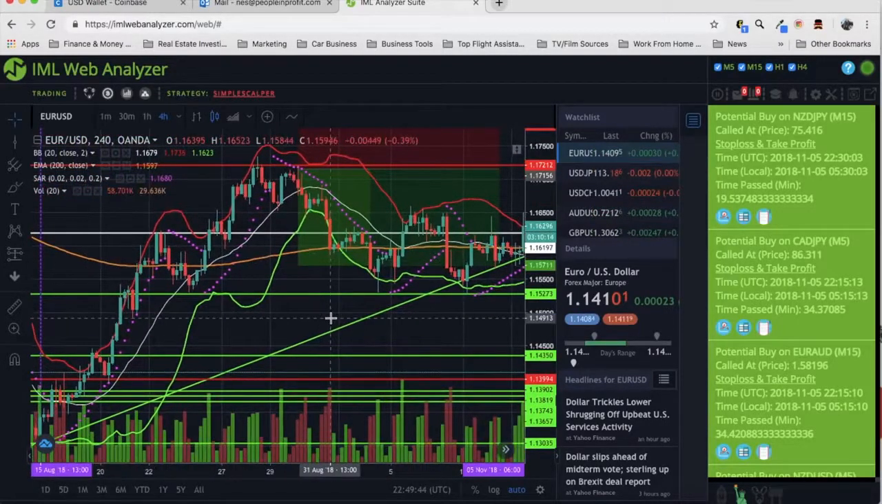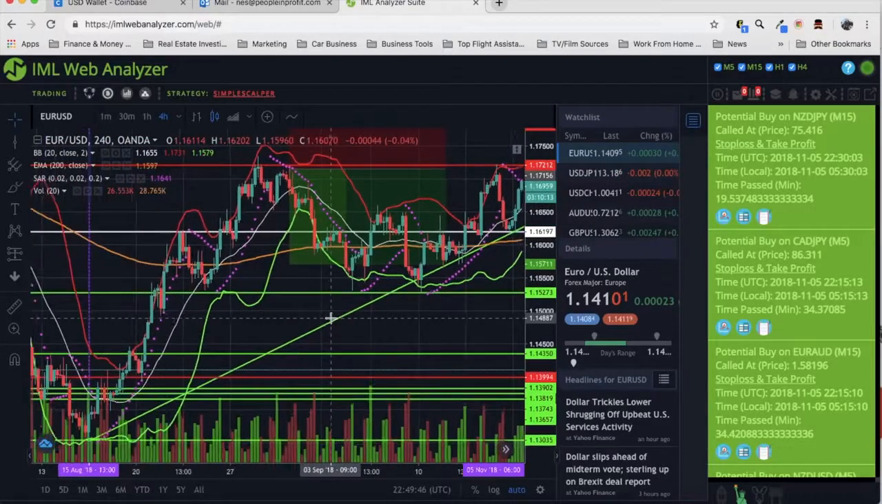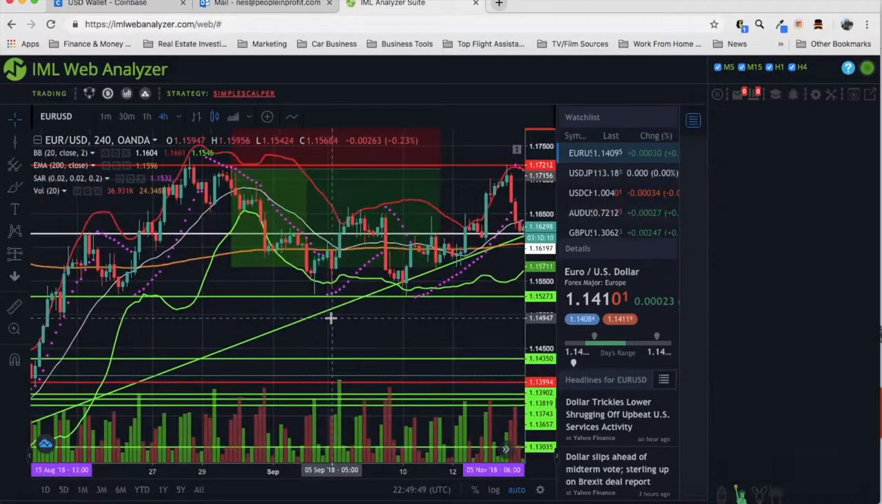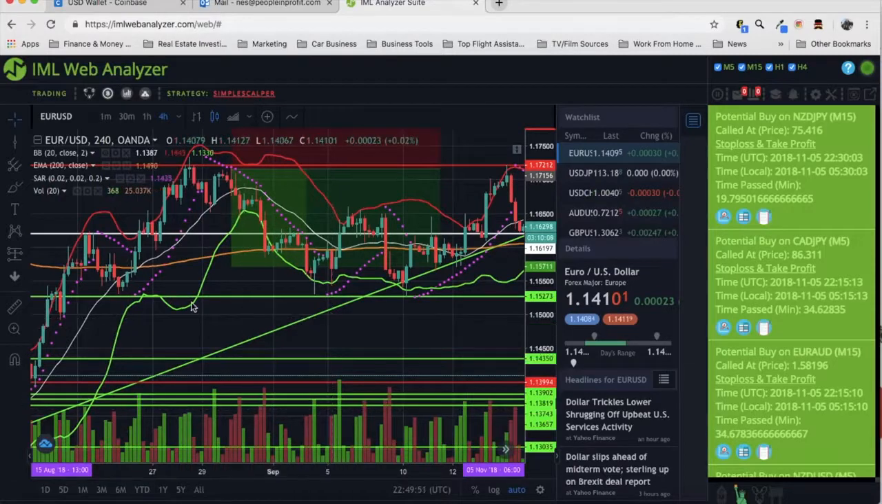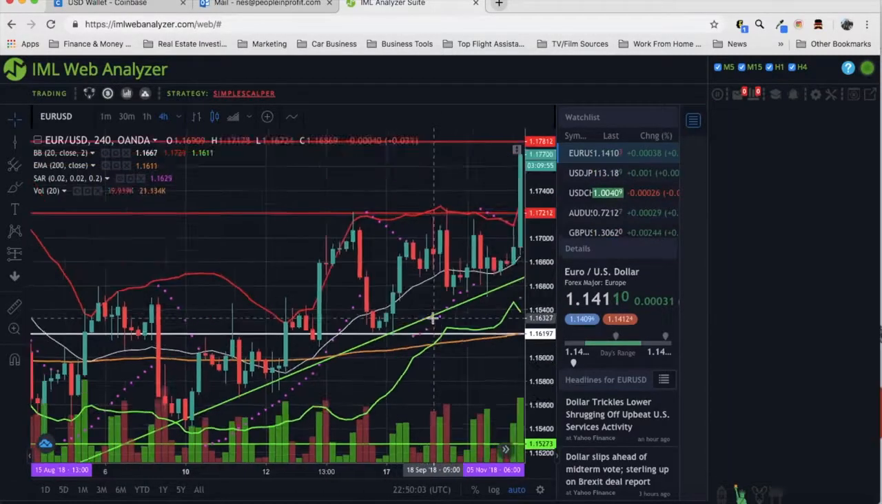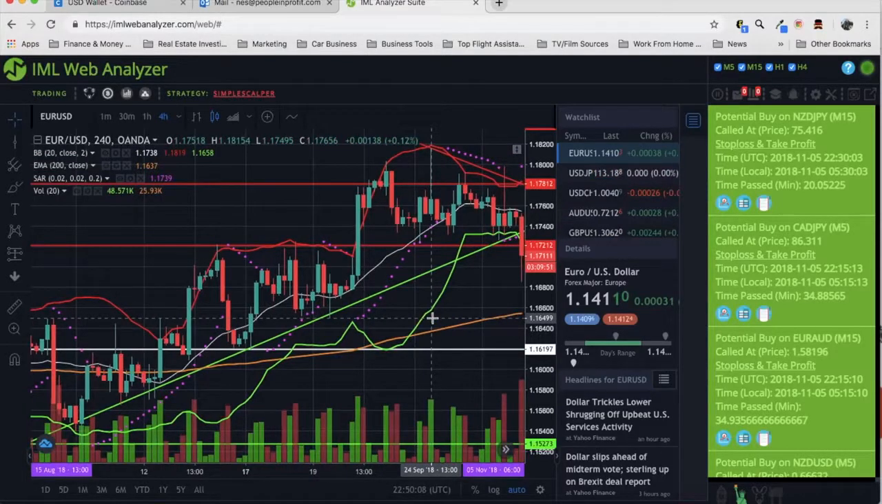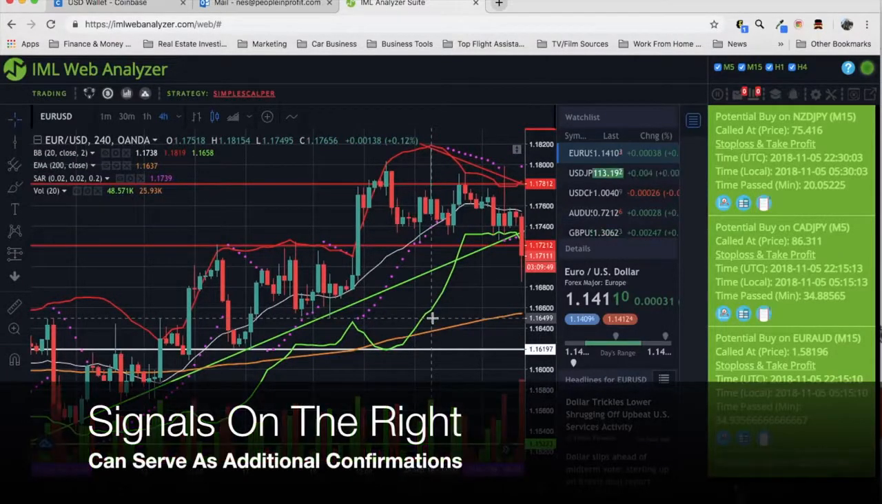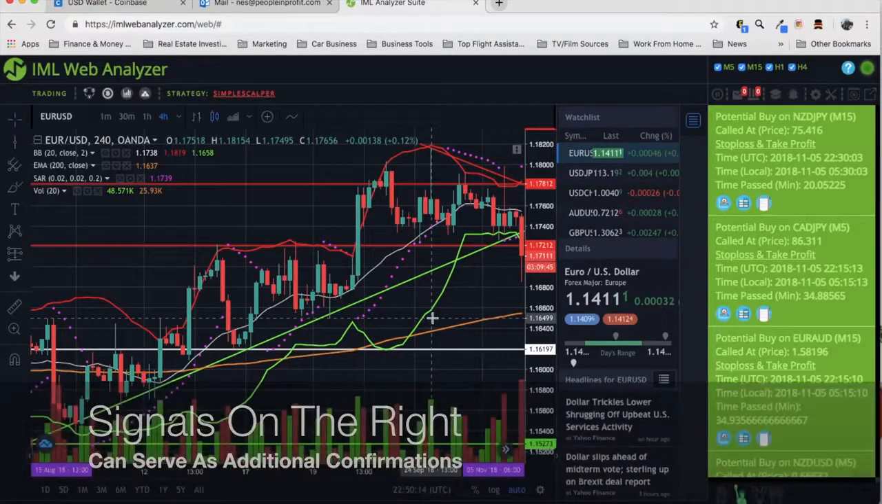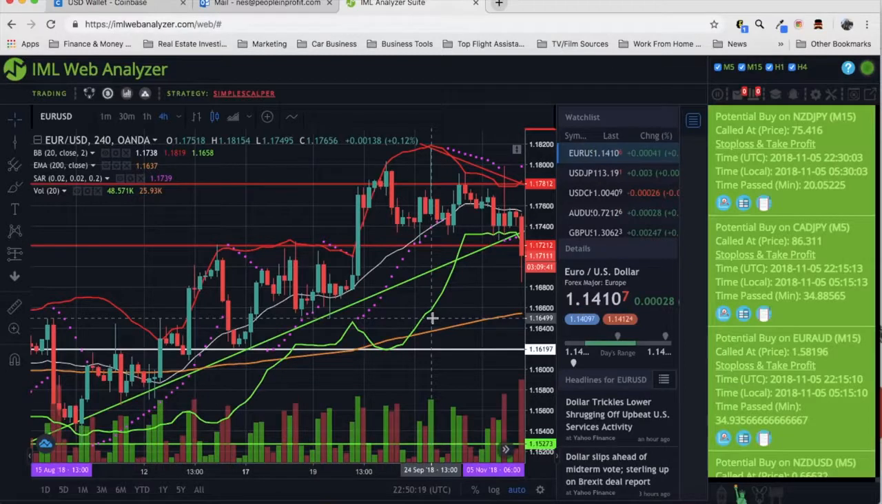Now, of course, when it comes to lot sizes, it's all depending on what you want to do. I just recommend that you take 2 to 5% risks. The SimpleScalper strategy is really there to help you collect multiple confirmations. So remember, 3 or more confirmations. Do not risk more than 2 to 5% per position. And for you to get access to this, you need access to the IML web analyzer. So make sure you have access to it, ladies and gentlemen.